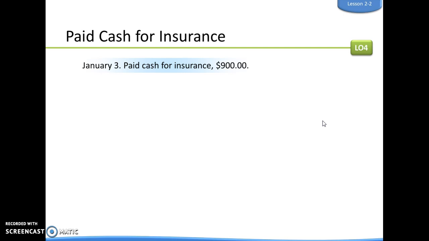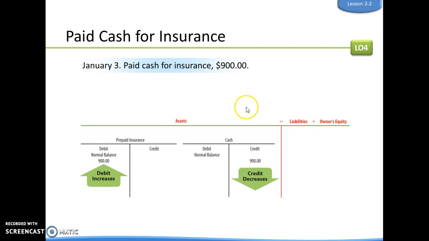Okay, then we have paid cash for insurance, $900. Which 2 things are we working with here? Insurance and cash. So classify those. Assets, liabilities, owner's equity. 2 assets. Okay, so this should look similar to the last one. So we have prepaid insurance is going to increase on the debit side. Cash will decrease on the credit side.